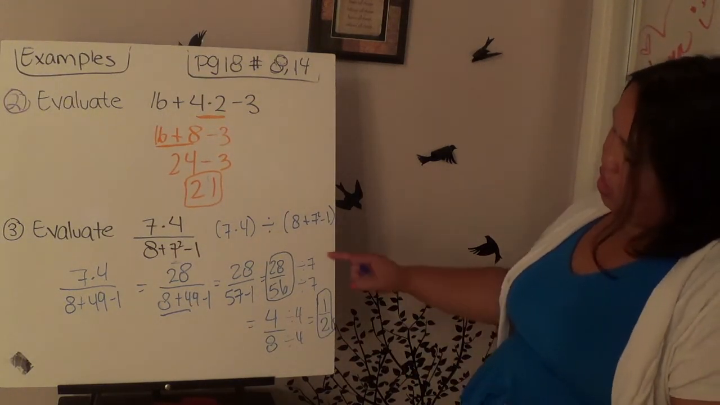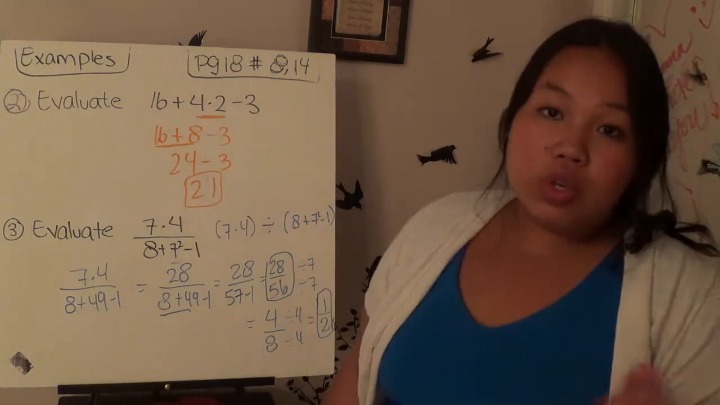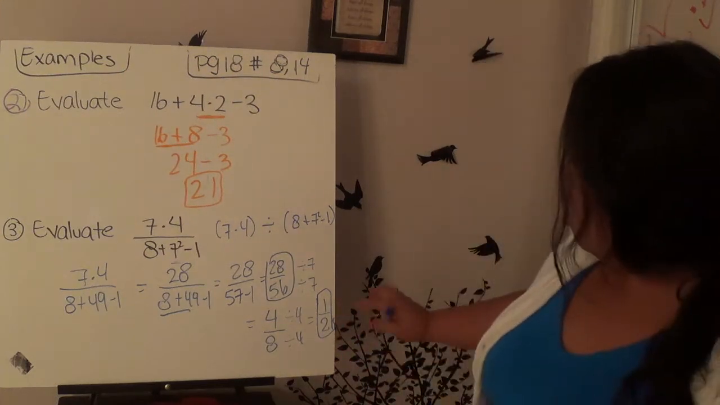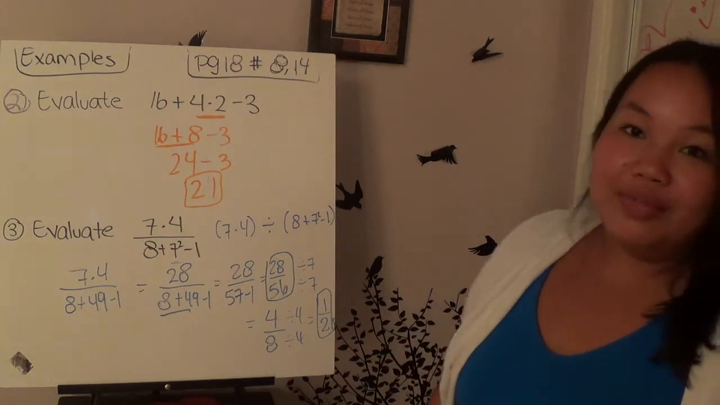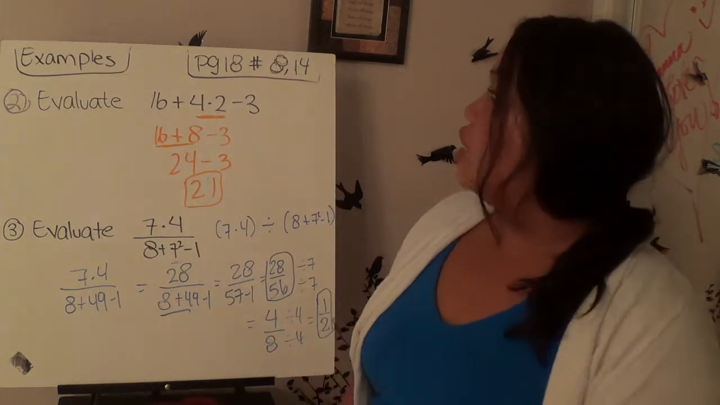See how I did that? I simplified it twice. You don't have to be able to simplify it all the way through in one step. You can keep simplifying it just until you get a number that you can no longer simplify. So go ahead and try this. Pause the video, write it down, and I will see you in class.